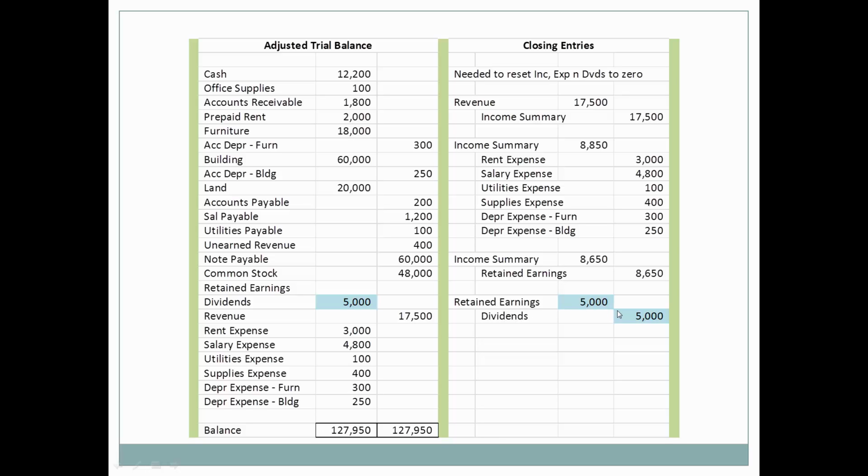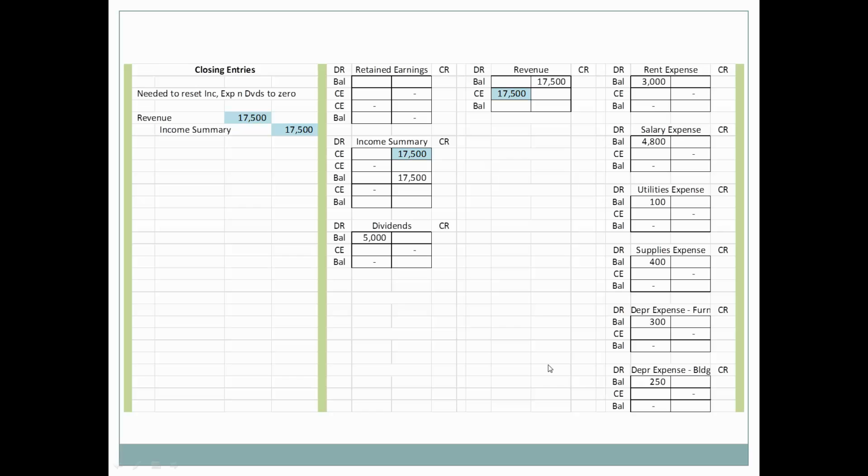We are going to debit it. Since dividends is a debit-based account, we're going to credit dividends in order to zero it out. So now let's see how these look in relationship to the T-accounts.